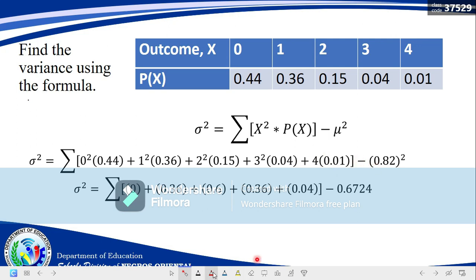Let's make a correction for a moment. Okay, this should be squared. Then minus 0.82 quantity squared. Then we have the variance is 0 plus 0.36 plus 0.6 plus 0.04, then minus 0.6724, and the variance is 0.6879. Okay.